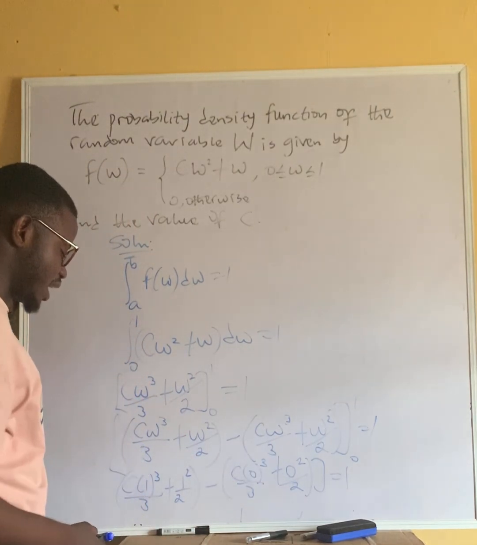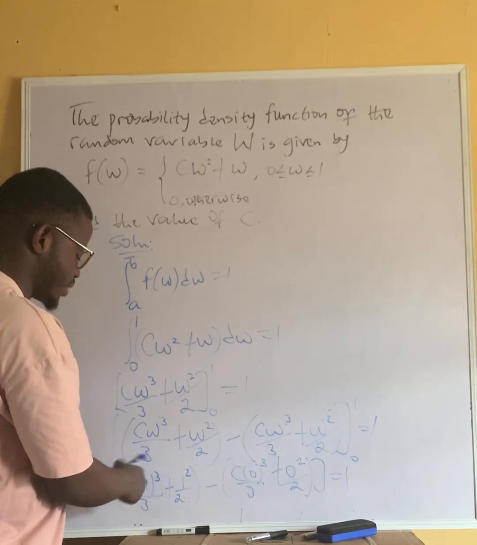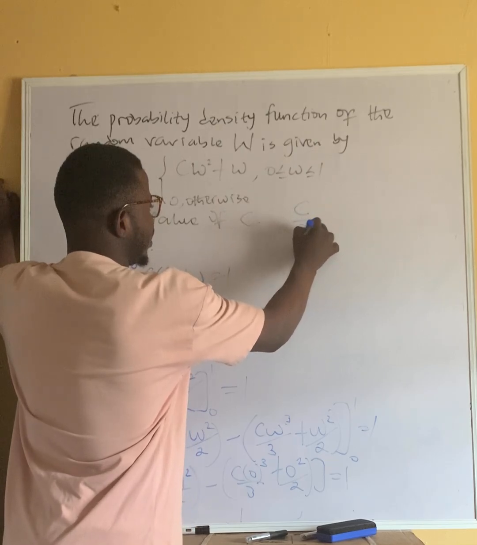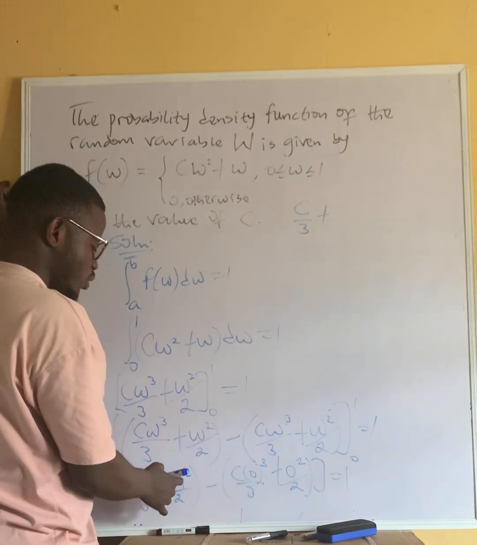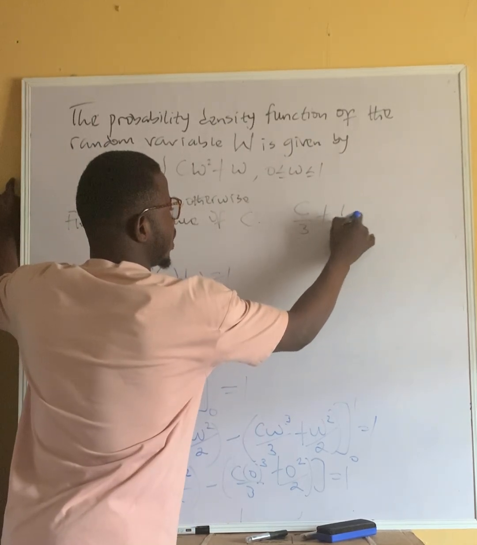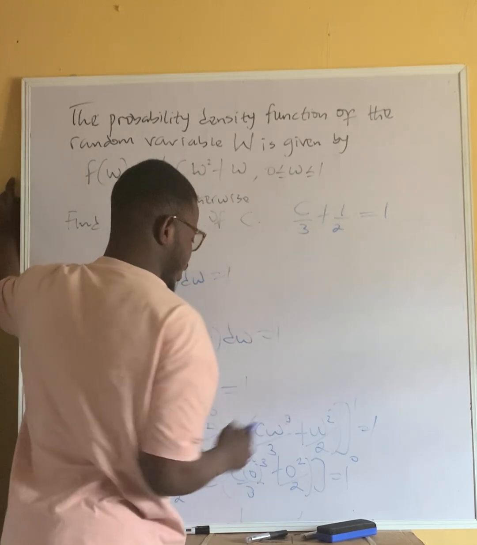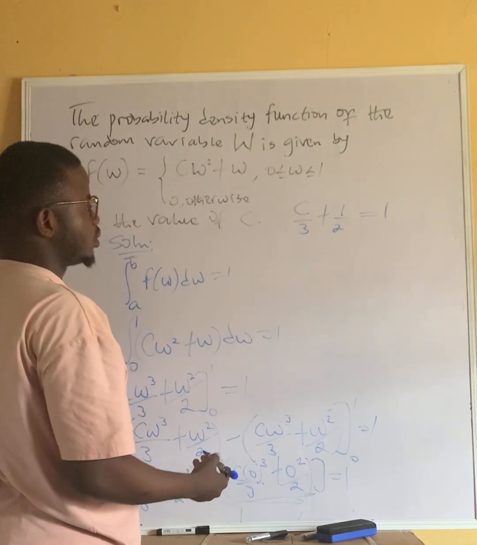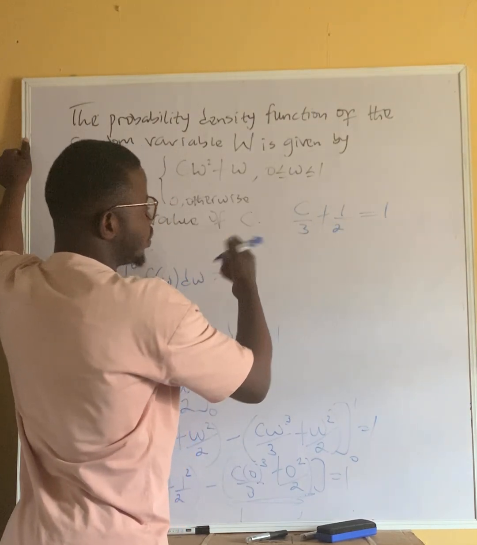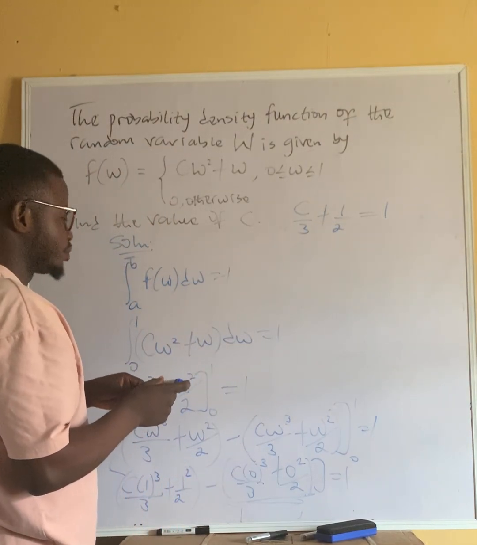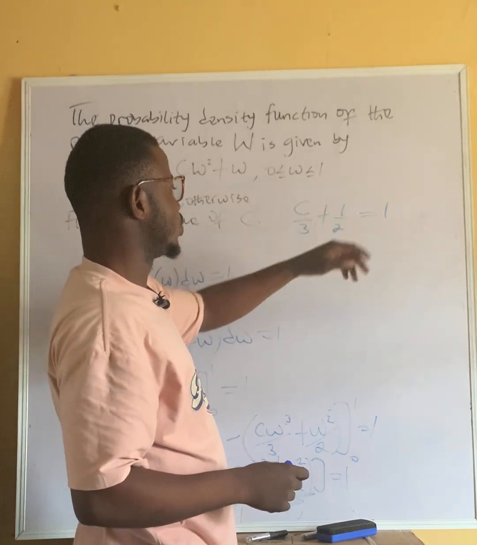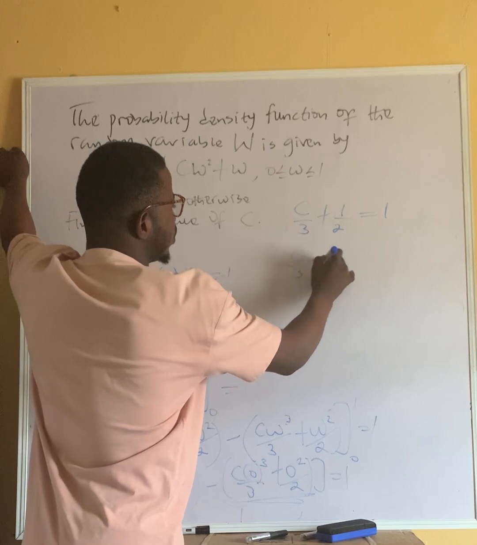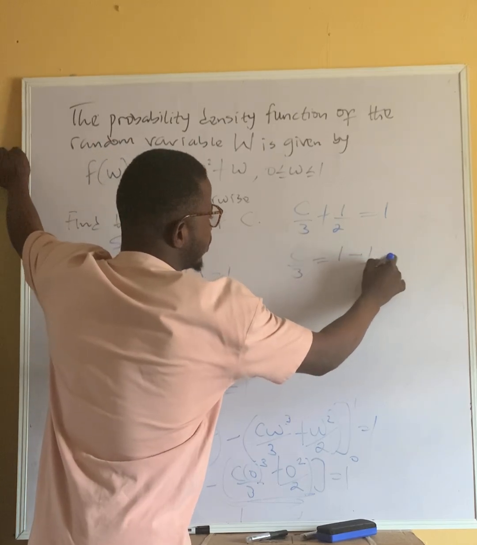1 raised to the power of 3 is 1, times c, so that gives us c over 3. Then plus 1 raised to the power of 2, which is 1 over 2. Everything is equal to 1. Everything on the other side has turned to 0. Since we are looking for the value of the constant c, we take this 1 over 2 to the other side of the equation. So we have c over 3 equals 1 minus 1 over 2.